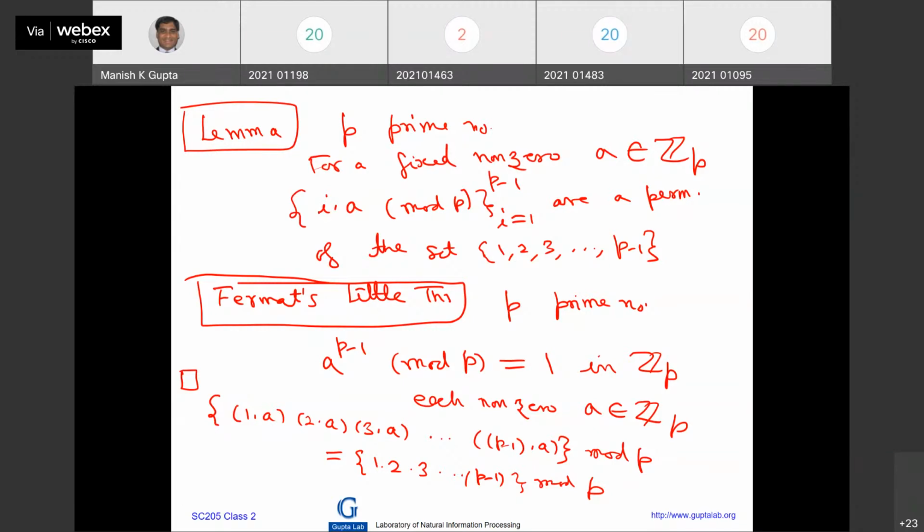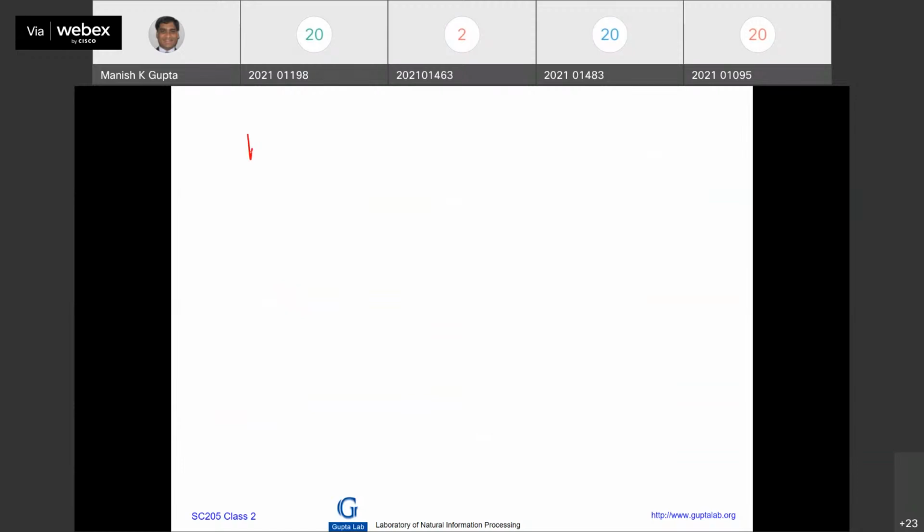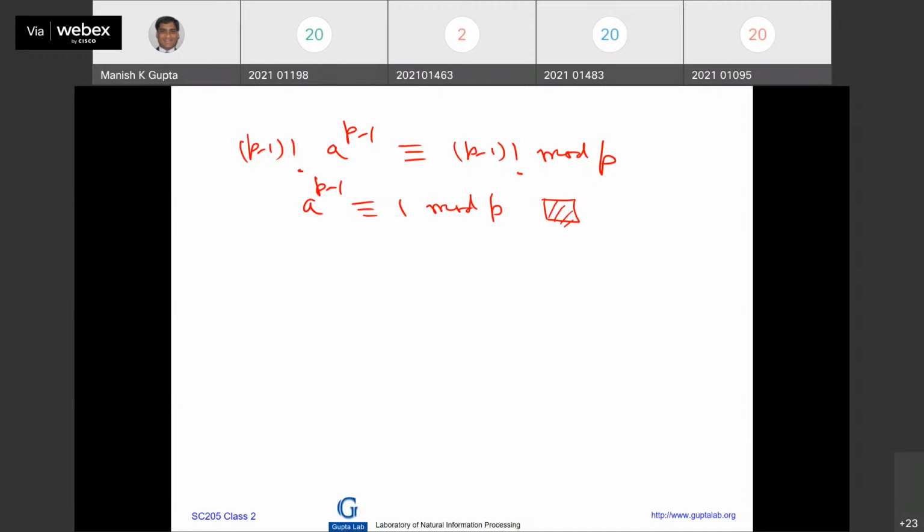So when we consider the product, it will remain the same. So factorial p minus 1 times a raised to power p minus 1 is congruent to factorial p minus 1 mod p. Essentially, we can cancel factorial p minus 1 on both sides. So we are left with a raised to power p minus 1 is congruent to 1, and we have got Fermat's little theorem. Very useful result. I think I have given you some examples in tutorial 1 to compute, so you have to use Fermat's little theorem to compute those things.